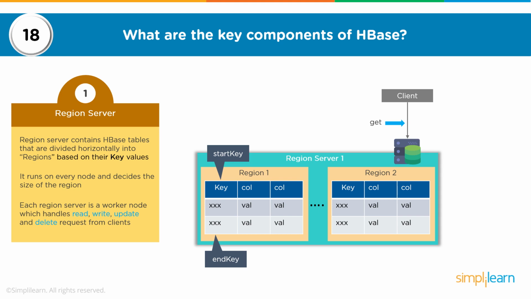So region server, as I said, is a slave process which is responsible for managing HBase data on the node. Each region server is a worker node or a worker process co-located with data node, which will take care of your read, write, update, delete request from the clients.